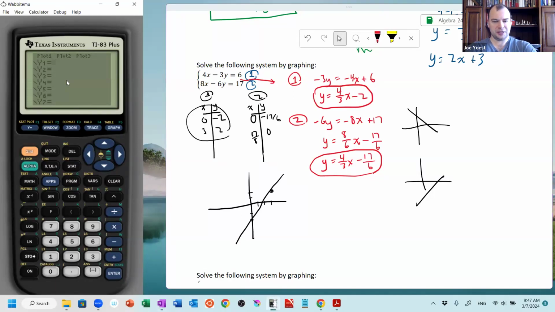All right, let's put these in the calculator. So 4/3 times x minus 2 for equation 1, and 4/3 times x minus 17/6. That's equation 2.